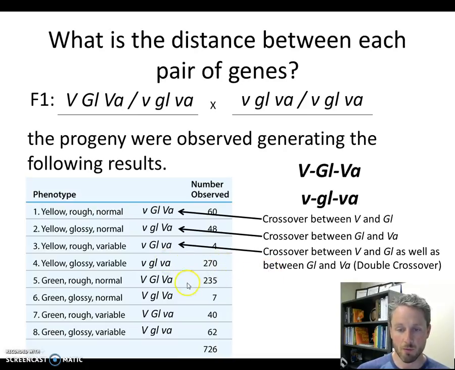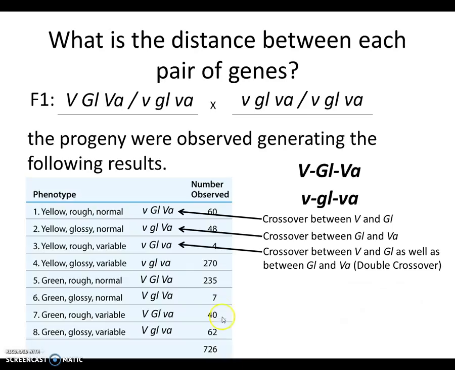Again, these most common ones, they're the parental gene combinations. These have no crossing over occurring, right? We just kept the alleles in the same combination they already existed on the parental chromosomes. So these ones do not involve any crossing over. I'm just going to hide myself so we can see more data here.